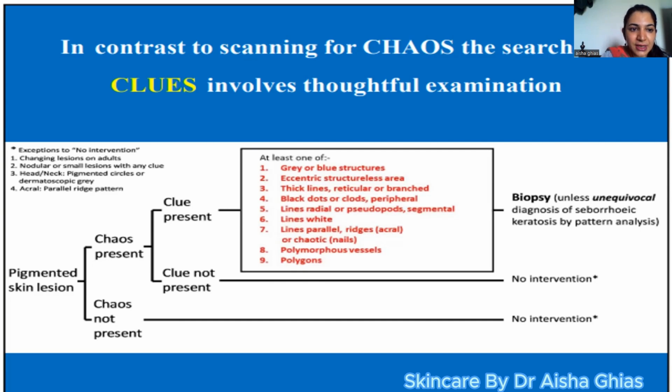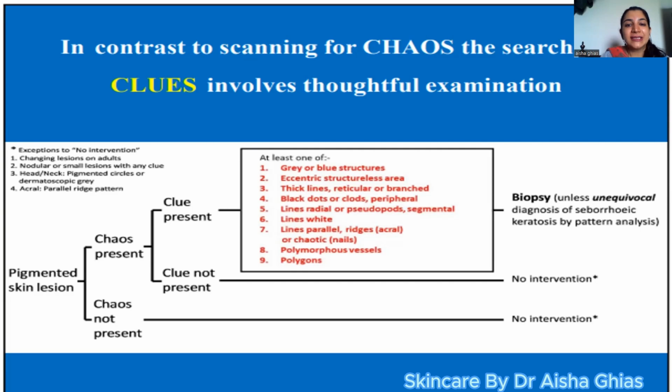And in the acral areas, parallel ridge pattern. So PRP, parallel ridge pattern, which we really study in the last slides of today's lecture. If PRP is there anywhere on the palms and soles, you are going to cut it out. So this was a summary of the chaos and clues method which you are going to use, because the slide seems a little bit cumbersome. So really you don't need to worry about.